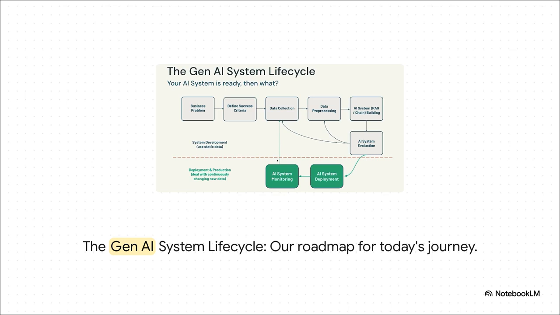Take a look. You can see it's really broken into two main phases. That top row, that's all about the initial development. Everything from figuring out the business problem to collecting the data and building the AI itself. Then the bottom row, that's what happens after you go live. We're talking deployment and that all-important continuous monitoring loop that keeps the whole system healthy. We're going to walk through this entire thing step by step.